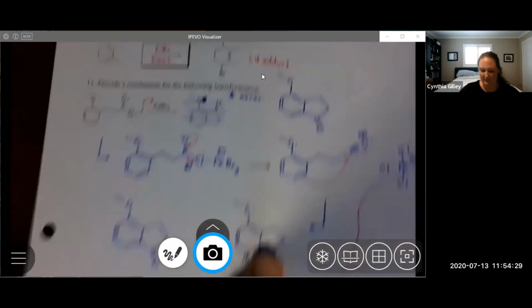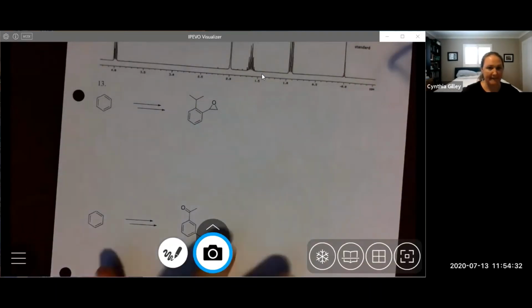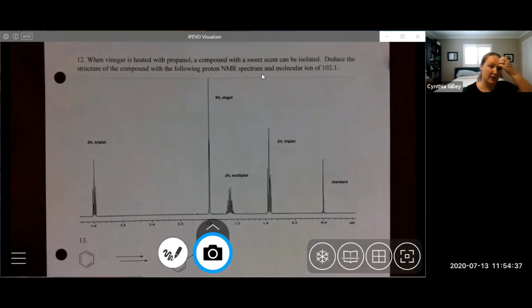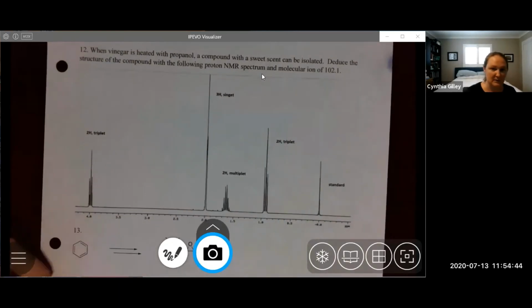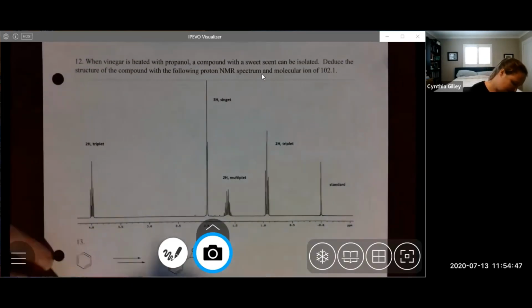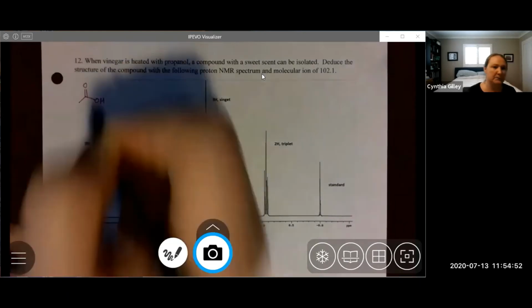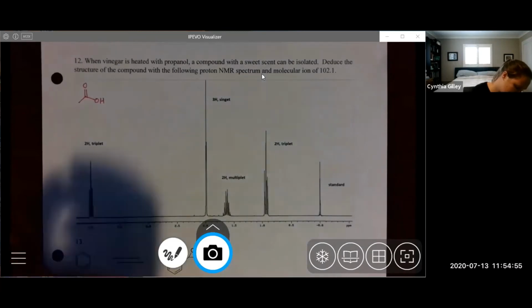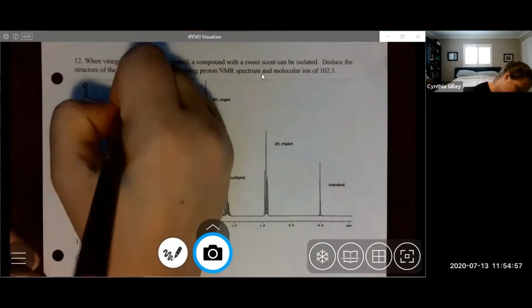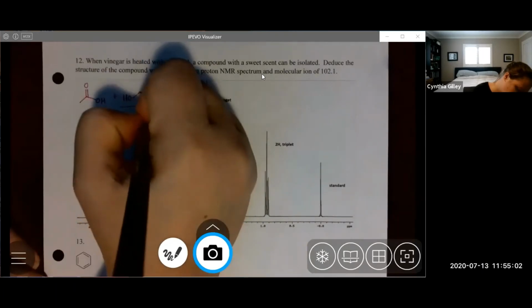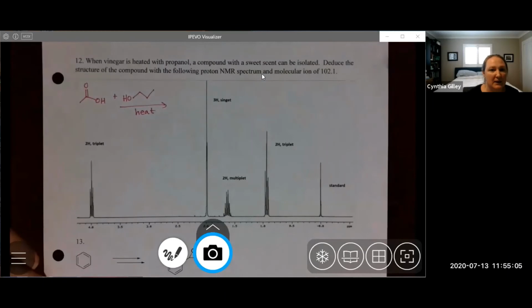Okay. Now we're going to be doing some more NMR. Remember that we're just starting to review NMR lab this week, but do some work with it anyway. So vinegar contains acetic acid, and it is heated with propanol. It's forming some sort of product that has a sweet scent.